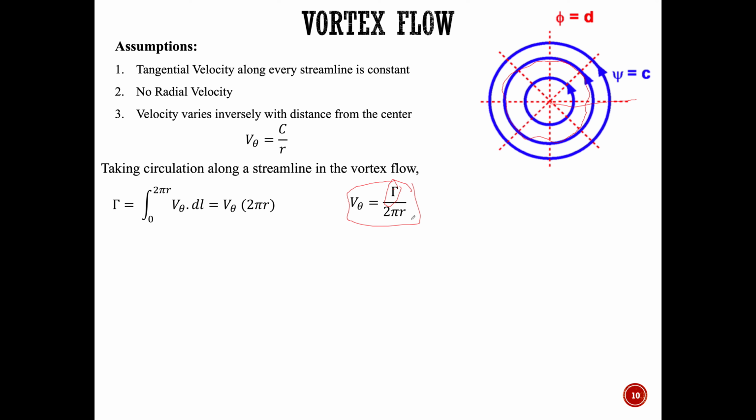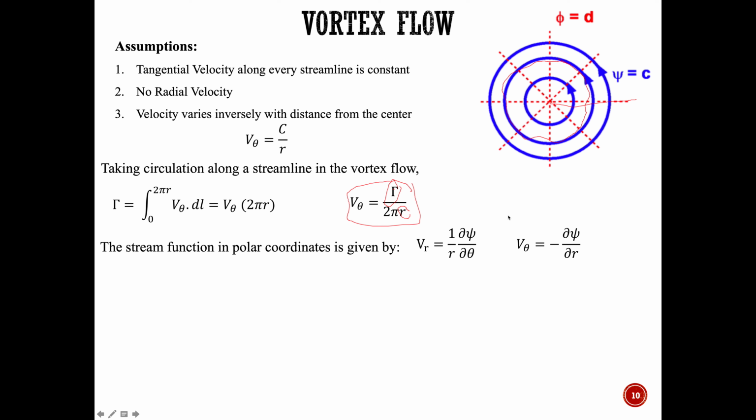All right, so in polar coordinates, we know that Vr is 1 by r, dou psi by dou theta, and v theta is minus dou psi by dou r. All we're trying to do here is get a stream function for this vortex flow. Again, I really hope you still have the handout next to you when you watch these videos. Make sure that you solve this equation by yourself first before you watch this video, so that you can understand and follow along with what's going on.